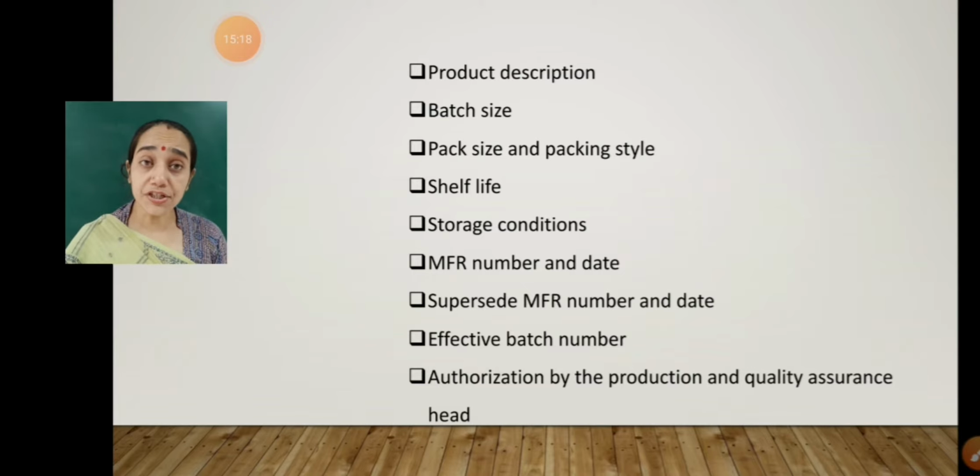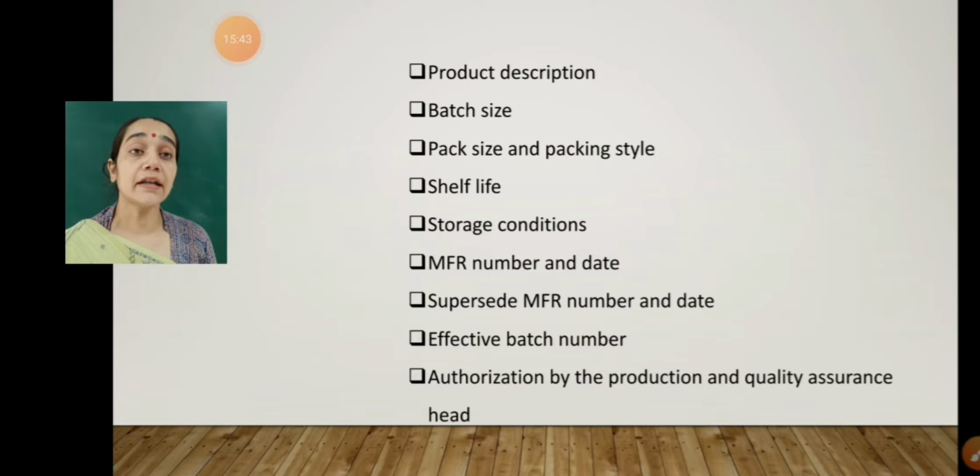So shelf life will be given over here, meaning the product has a shelf life of 1 year, 18 months, 2 years, 3 years, 4 years. Depending upon the nature of the stability of the API, meaning active pharmaceutical ingredients, as well as the excipients and other components, the shelf life is determined and justified, and it will be written into the master formula record that this product has a shelf life of 2 years or 5 years or 7 years, whatever it may be. It will be specified.